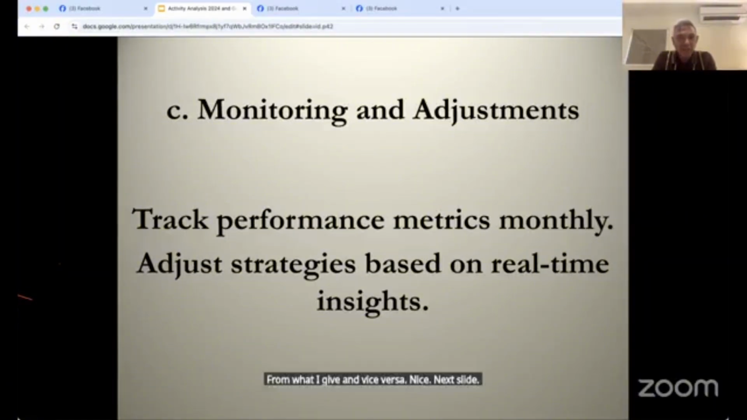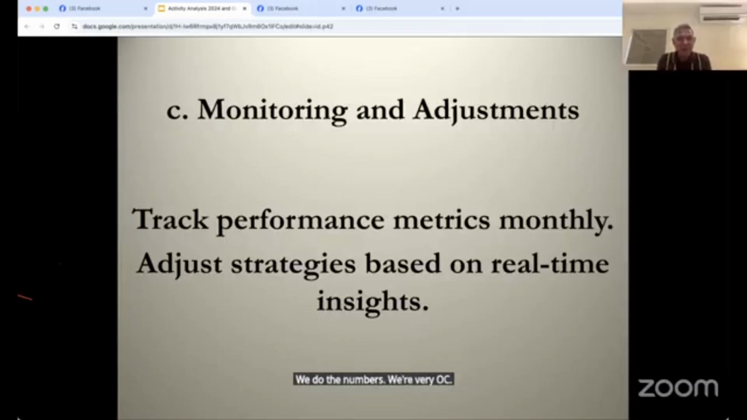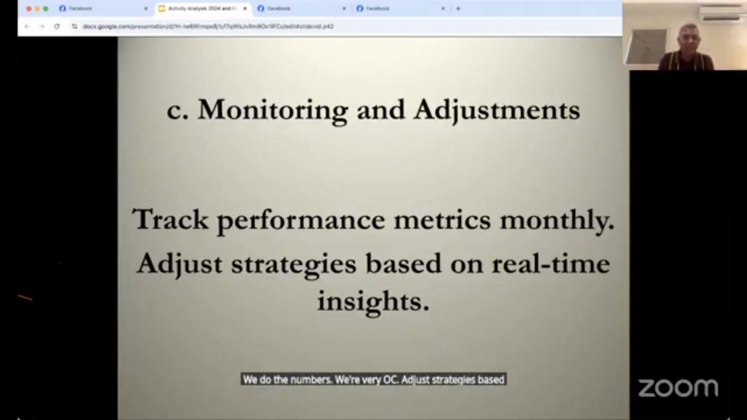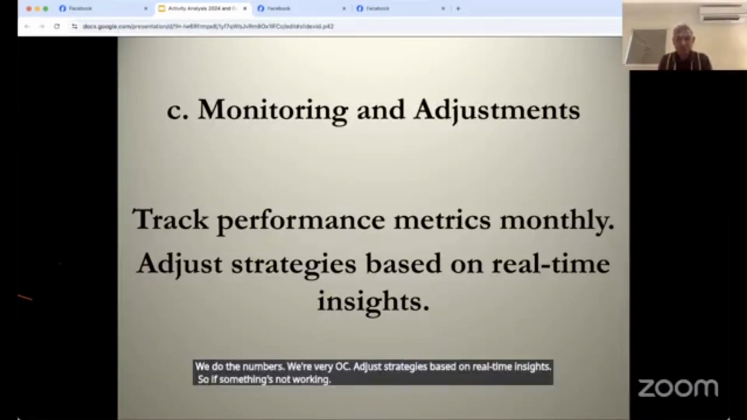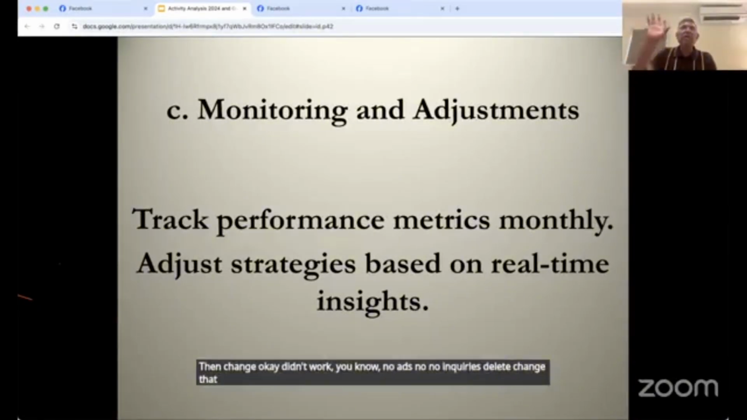Monitoring and adjustments. We track performance monthly. So as I said, we always do that weekly, where we're at. We do the numbers. We're very OC. Adjust strategies based on real-time insight. So if something's not working, then change. Okay? Didn't work, no ads, no inquiries, delete. Change that. Or a certain flyer didn't get much response, didn't get much hits, change it. So we react fast. The sooner you react, the better.